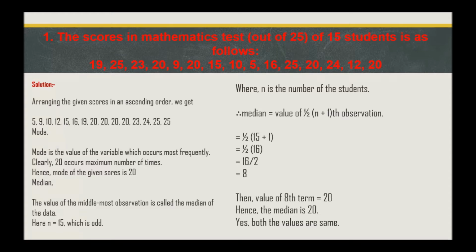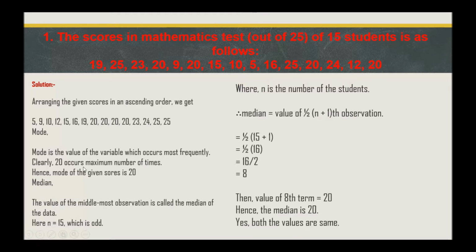First question: the scores in a mathematics test out of 25 of 15 students are as follows. These are the scores of the 15 students. We will first arrange them in ascending order. Now we will find the mode. Mode is the value of the variable which occurs most frequently. Here we can see 20 is occurring the maximum number of times. Hence the mode of the given scores is 20.